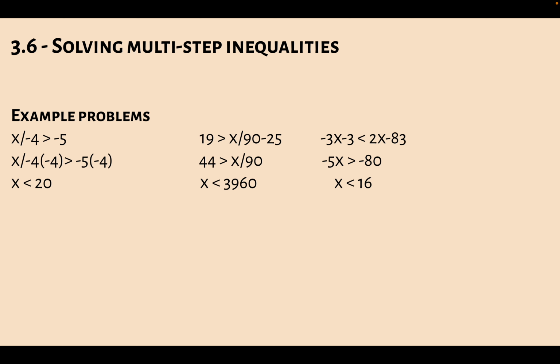Lastly, we have negative 3x minus 3 is less than 2x minus 83. By adding 3 to both sides and subtracting 2x from both sides, we can get negative 5x is greater than negative 80. Actually, sorry, here it's supposed to be negative 5x is less than negative 80. Then dividing by negative 5 on both sides, we can get x is less than 16.